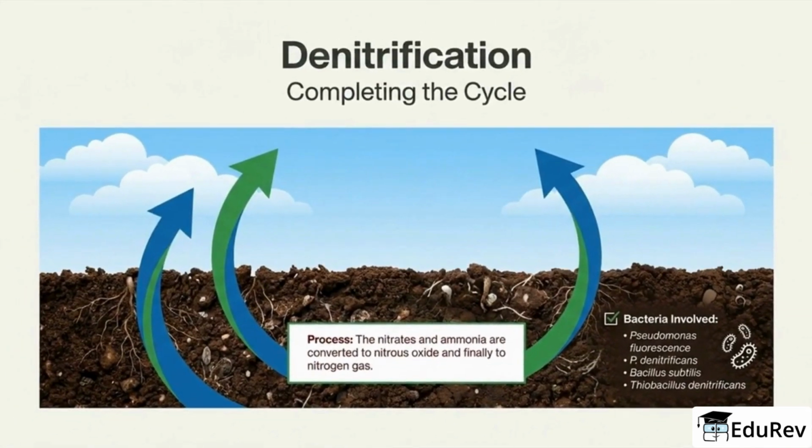Denitrification completes the cycle by returning nitrogen to the atmosphere. Certain bacteria, examples include species of Pseudomonas, some Bacillus strains, and Thiobacillus denitrificans, can reduce nitrate and nitrite through intermediate gases like nitrous oxide back to nitrogen gas, especially under low oxygen conditions. This balances the inputs and outputs of usable nitrogen in ecosystems.